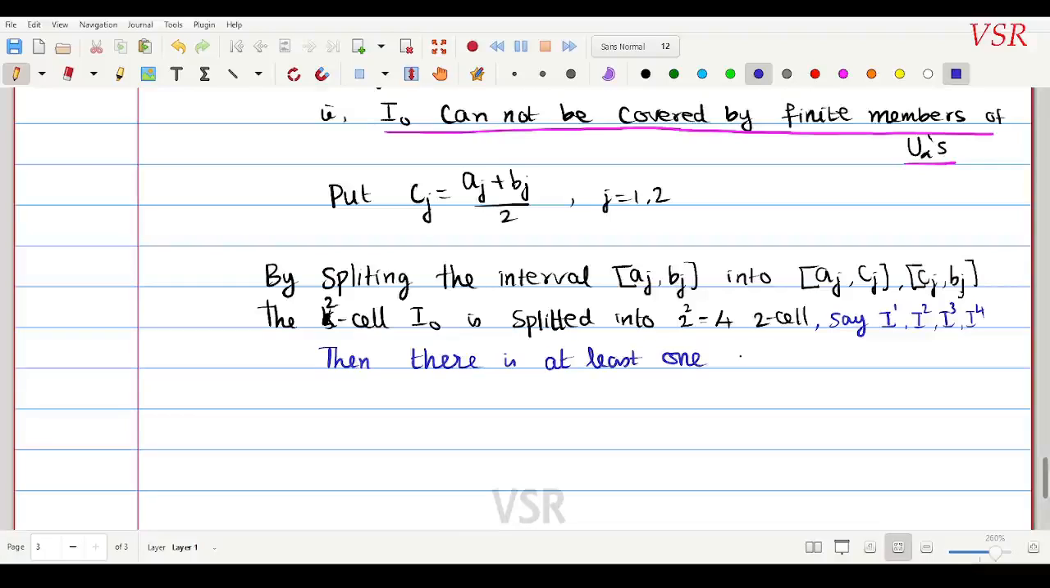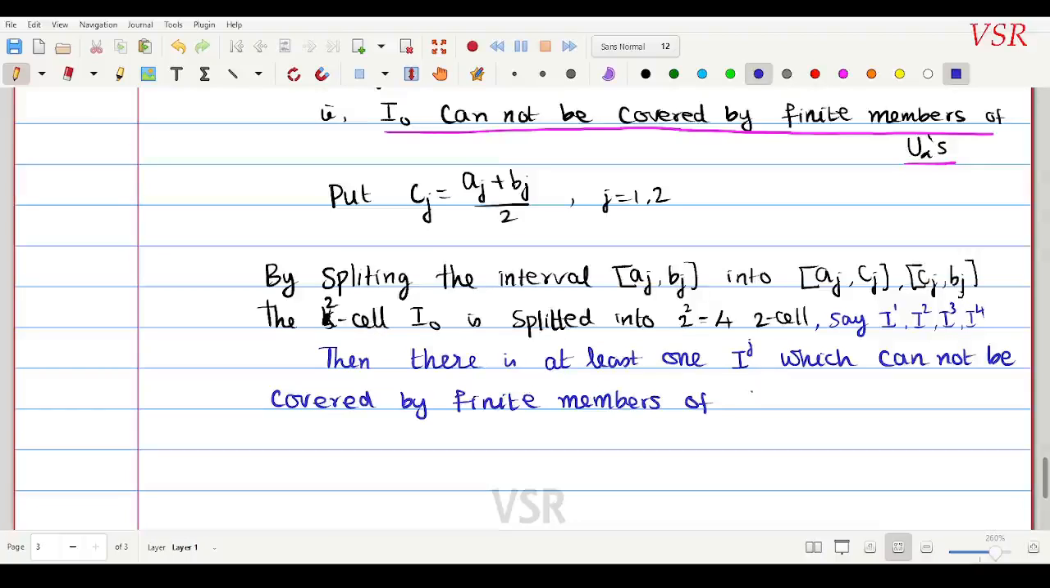One Ij which cannot be covered by finite members of u alphas. So call that is k 2 cell, okay, and say at least one Ij irukona, call it as I1. அதுக்கு பேர் வந்தது I1.